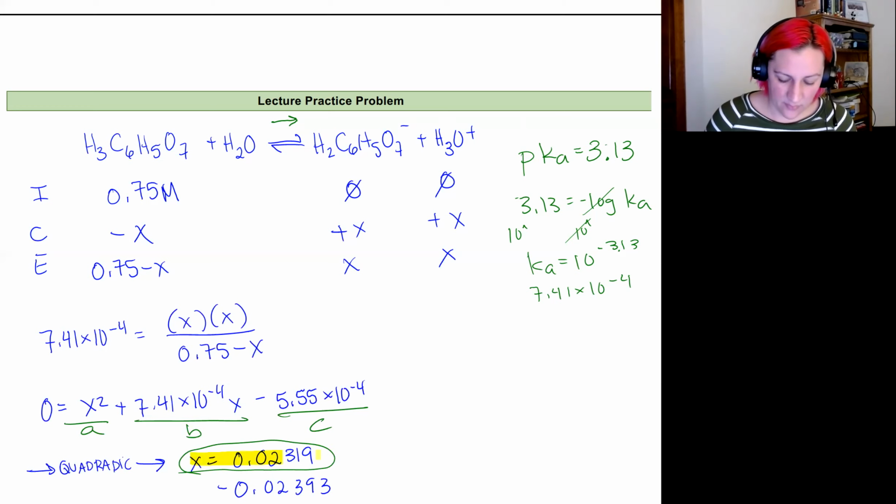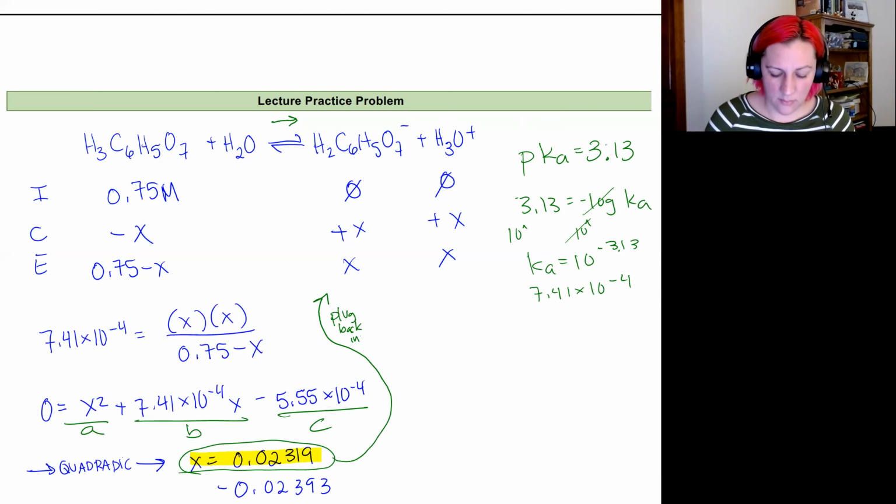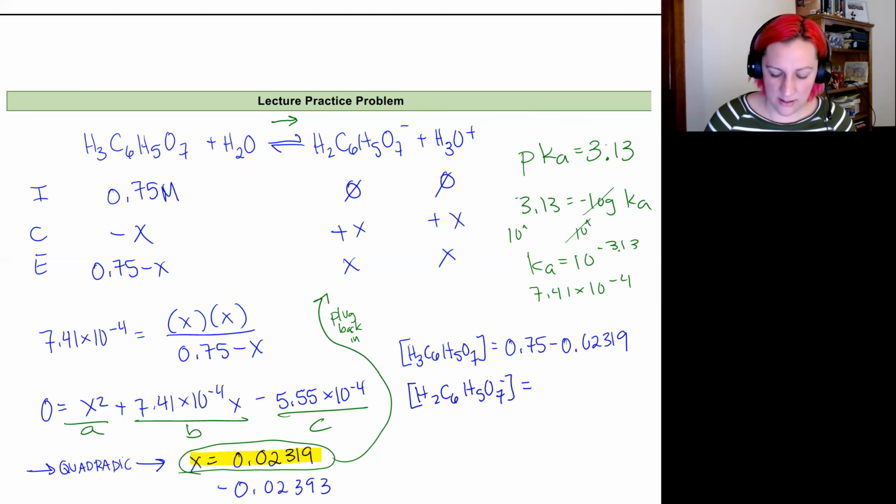Okay. And I can now plug that back into my equilibrium concentrations. And so that means that at equilibrium, I'm going to have a concentration of H3C6H5O7 that's equal to 0.75 minus 0.02319. I'm also going to have a concentration of H2C6H5O7 minus that is equal to 0.02319, which will also be equal to the concentration of my H3O plus.